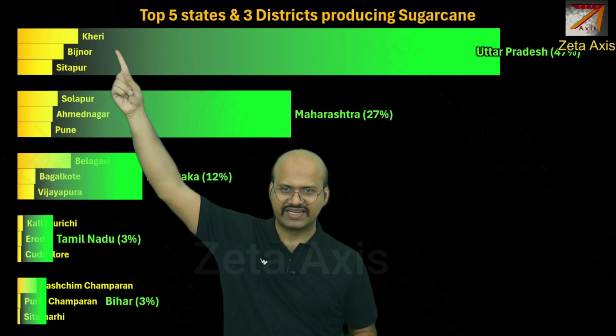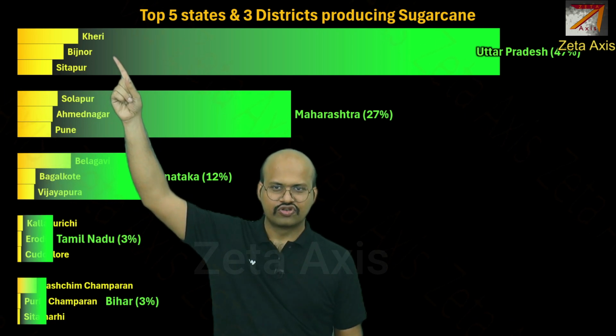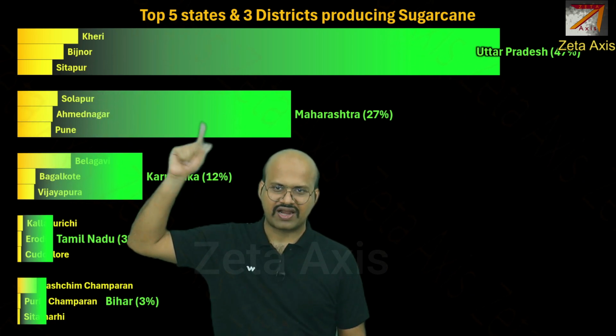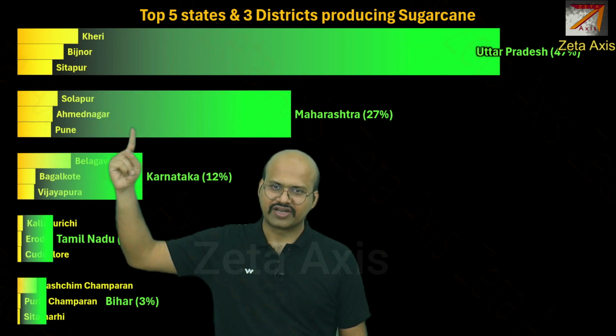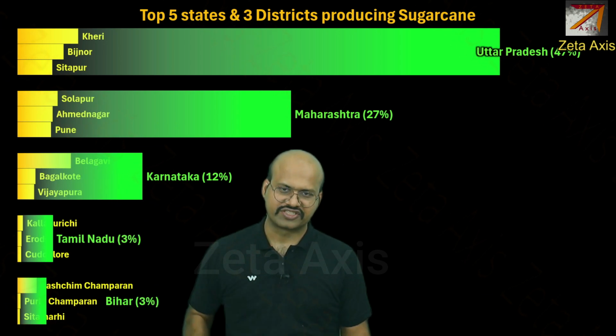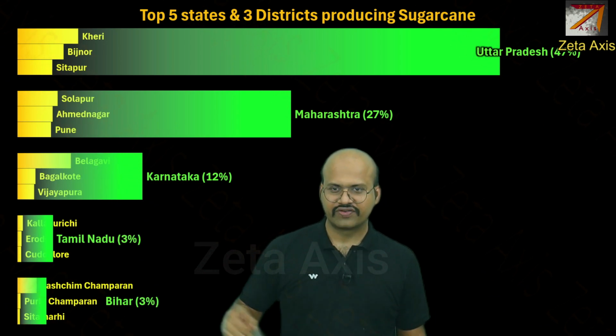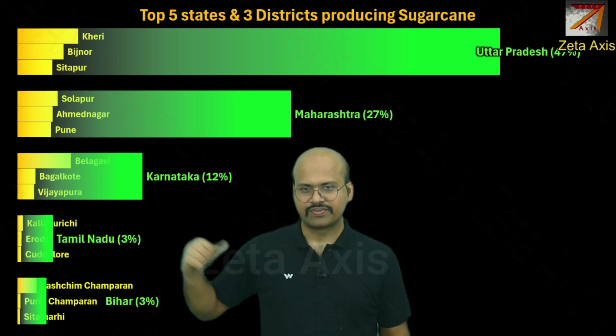In Uttar Pradesh, Kheri district produces the highest amount of sugarcane, followed by Bijnor and Sitapur. In Maharashtra it is Solapur, followed by Ahmednagar and Pune. In Karnataka, Belgavi district produces the highest amount of sugarcane, followed by Bagalkot and Vijaypura.